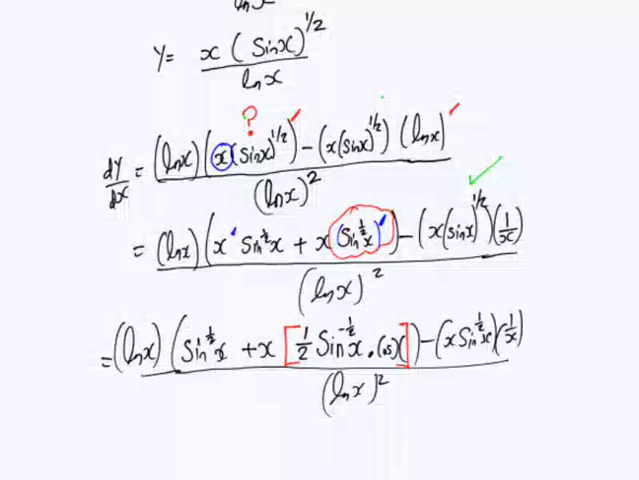So what rule do you need here? Quotient. You need all three. How do I need to change over? Square root of sin x. The chain rule. Yes.